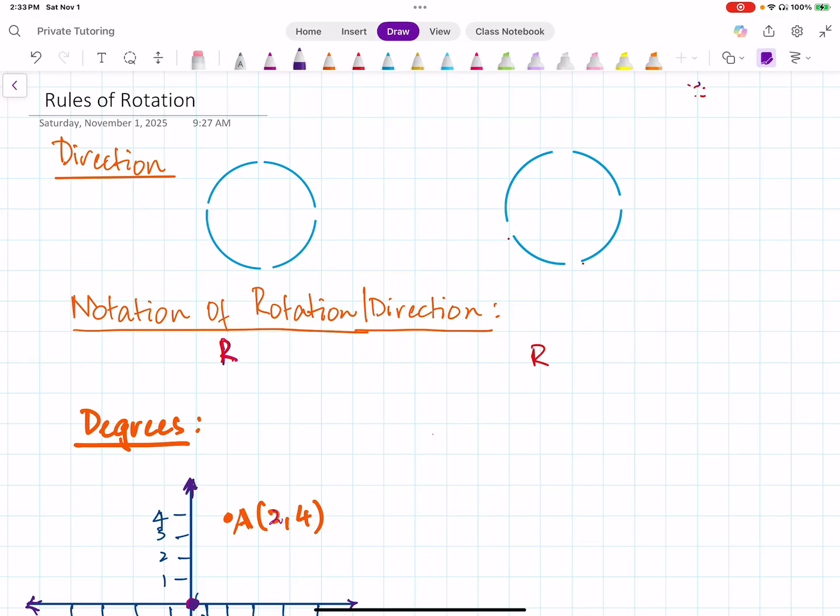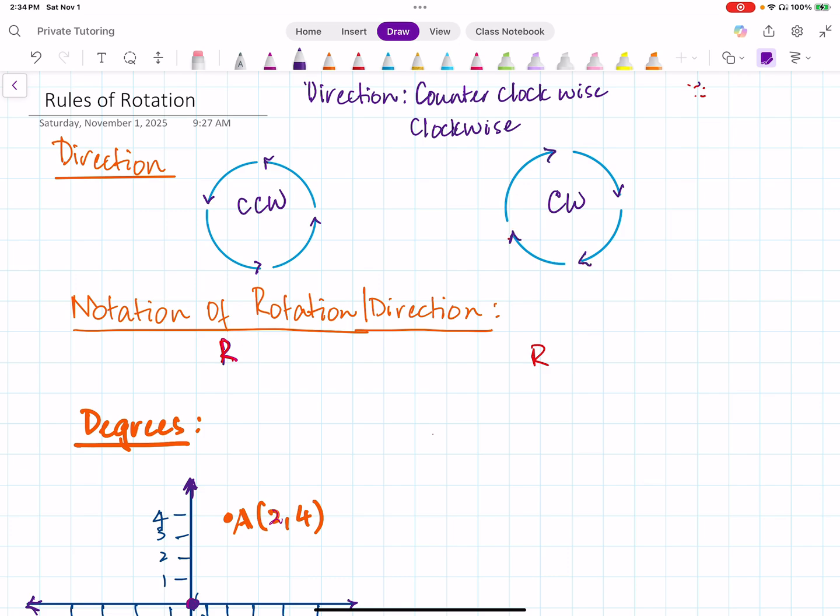So, in order for us to be successful at rotations, we need to know three things. First is the direction, which is either counterclockwise, which is opposite to how a clock moves, and that's this way. The acronym used is CCW. And the other direction is clockwise. So the clockwise is how a clock moves. So the acronym for that is CW, and the way a clock typically moves is this way. So that's your clockwise motion.